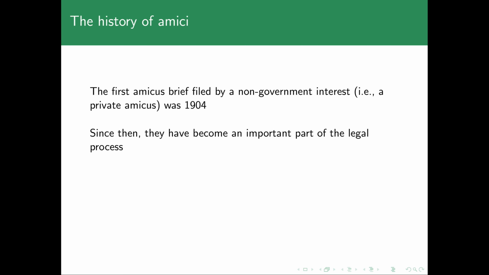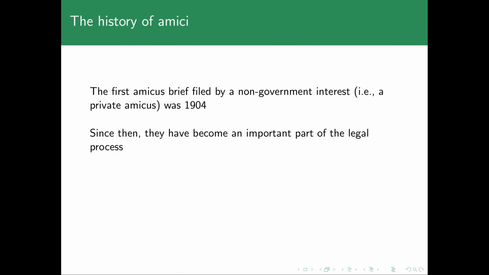So let's talk briefly about the history of amici. The first time an amicus brief was ever filed by an interest group that wasn't a government was in 1904. Of course, that seems like a long time ago, but that means there was 115 years of Supreme Court history without a single non-government amicus brief filed.